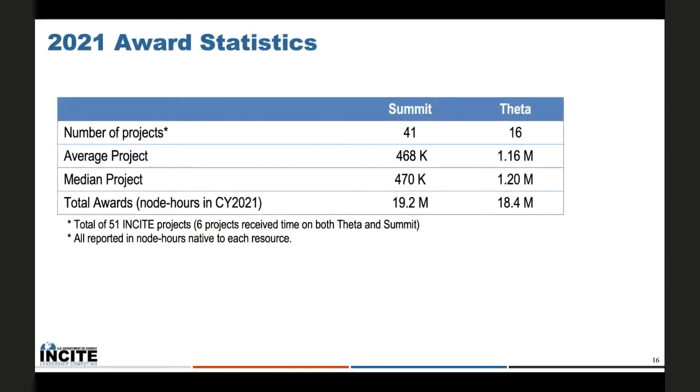And this provides a little bit more of a deep dive into the statistics on the proposals that were accepted. There were 41 total projects on Summit, 16 on Theta. You might notice that does not sum up to 51, and this is because you are allowed to ask for time on both resources. And so there were 6 projects that received time on both Summit and Theta. You'll also notice that the average and the median project sizes on both systems are very similar. So Summit's average and median are very similar, and Theta's average and median are very similar. What this is trying to say is that most of the projects were of that 1.2 million size on Theta and 470K size on Summit. These are all in native node hours, so Summit node hours and Theta node hours.